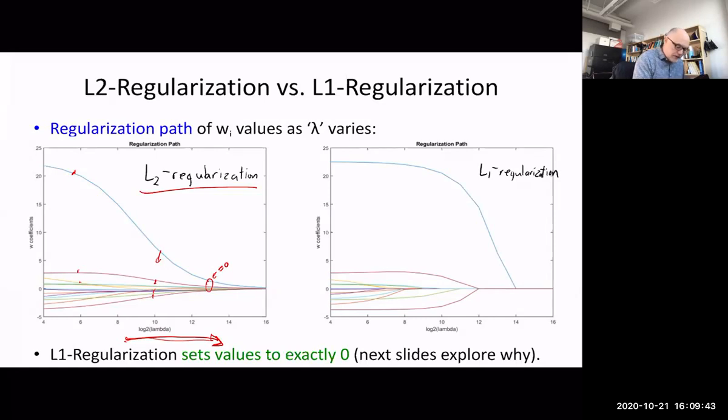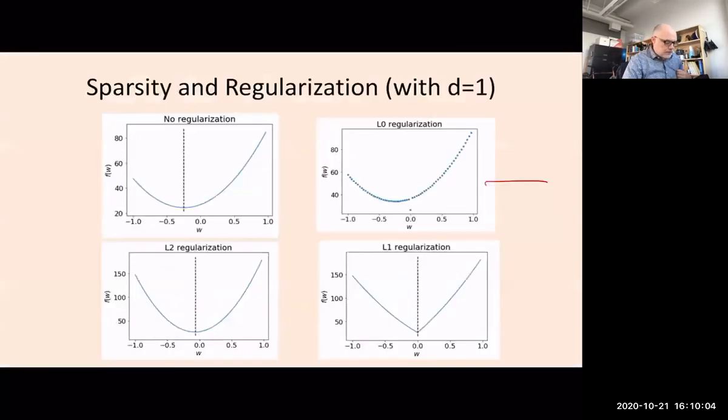L1 regularization, on the other hand, looks like this, where regularization strength is along this axis. These are the parameters again, but you'll notice that these regularization paths result in various parameters being actually equal to 0. Okay, and this is a little bit subtle, and we have to go through it really quickly. So here is a loss and a particular parameter value, and this marks the minimum with no regularization.